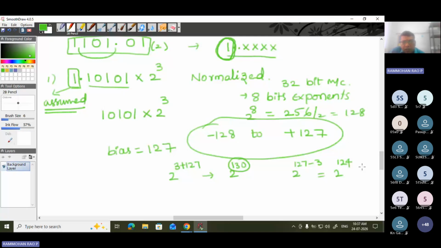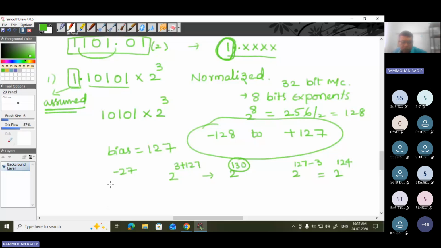So what will happen? Any negative exponent, like minus 3 or minus 27, will be subtracted from 127. That difference is stored. If the stored value is 124, what do you mean by that? It is minus 3.